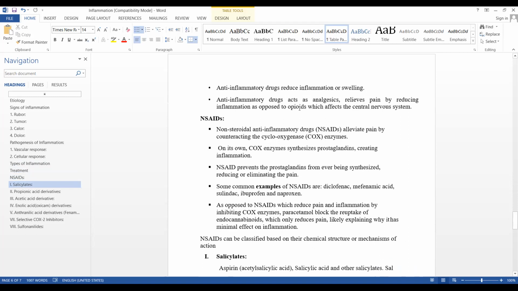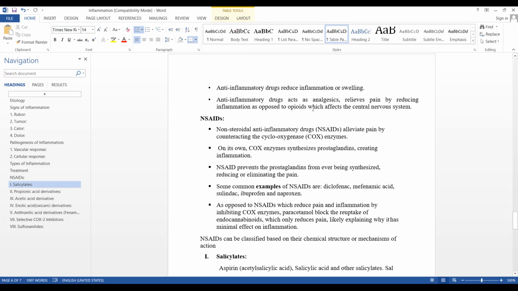This is as opposed to the opiates, which are different. Narcotic analgesics are there, and non-narcotic analgesics are there. You will study in detail in second year in pharmacology. Just keep in mind that anti-inflammatory drugs act as analgesics and relieve the pain by reducing inflammation. Don't go for opiates, which affect the central nervous system.